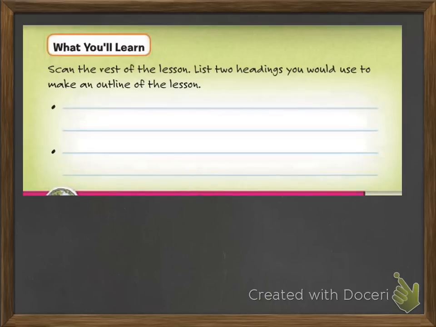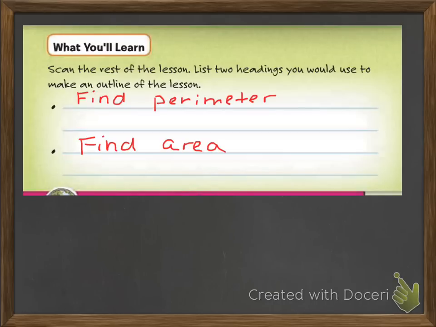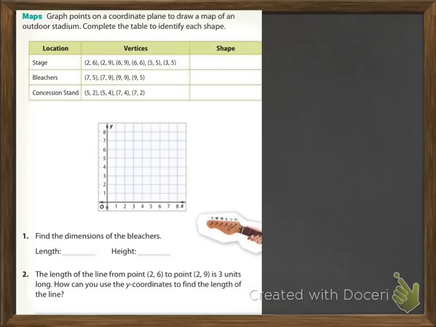All right, it says scan the rest of the lesson. List two headings you would use to make an outline of the lesson. And we're not going to get too out of control here. As you can see, we are going to find the perimeter and find the area. And we're talking about polygons still. But this time we're going to use a little bit different of a method to getting there. We're going to be using the coordinate plane. So let's go ahead and check that out. It says to graph the points on the coordinate plane to draw a map of an outdoor stadium. Complete the table to identify each shape.